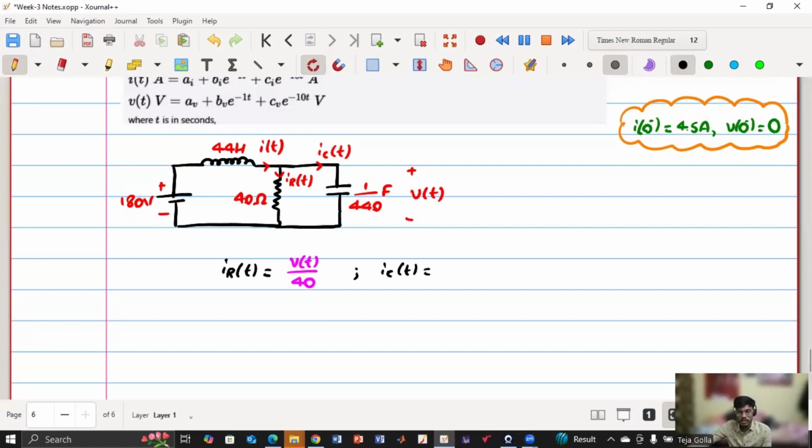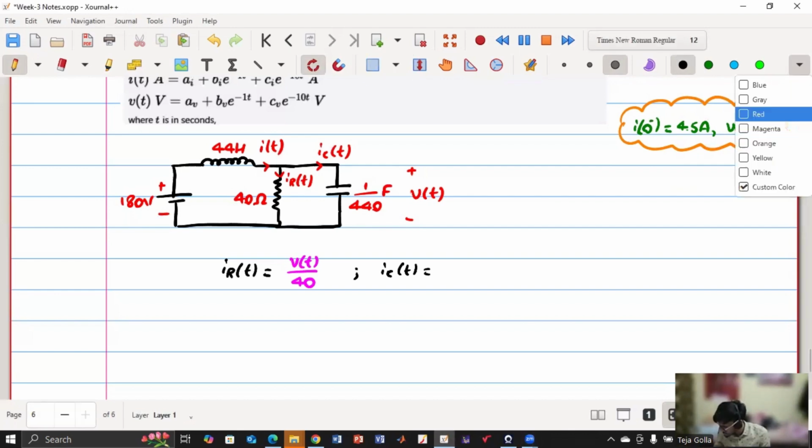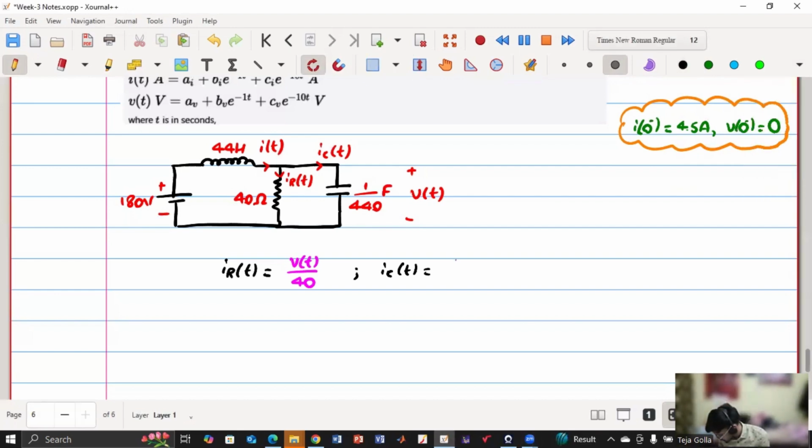Now tell the expression in terms of these values. Is it C equal to 440 or 1 by 440? Yeah, 1 by 440. Okay, 1 by 440 into dV of t by dt. Very good.